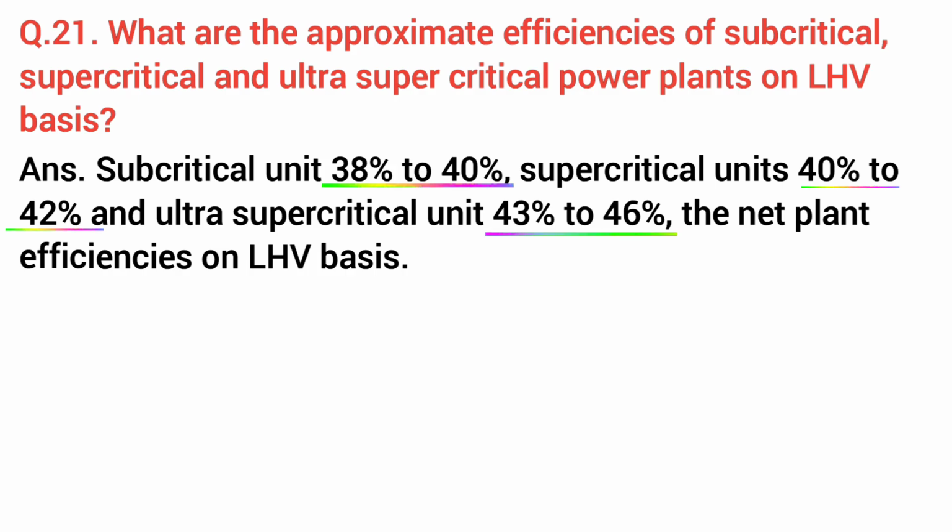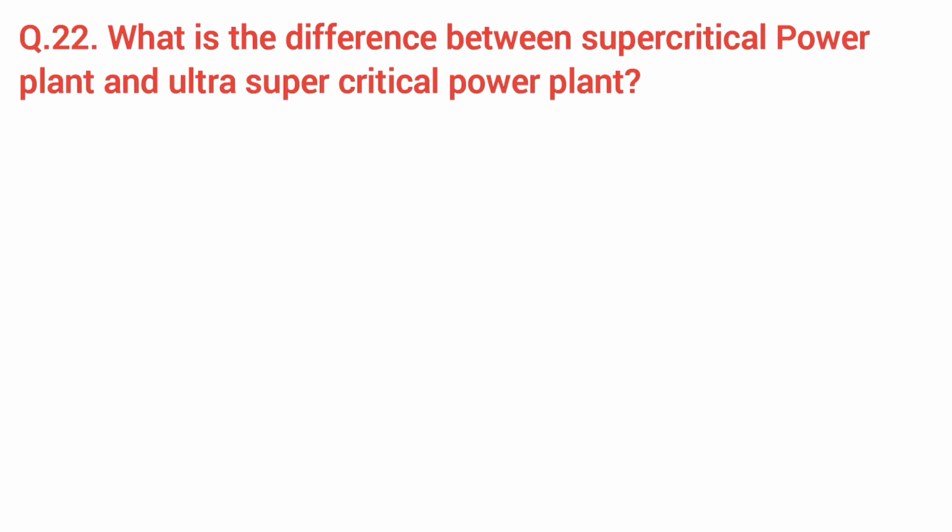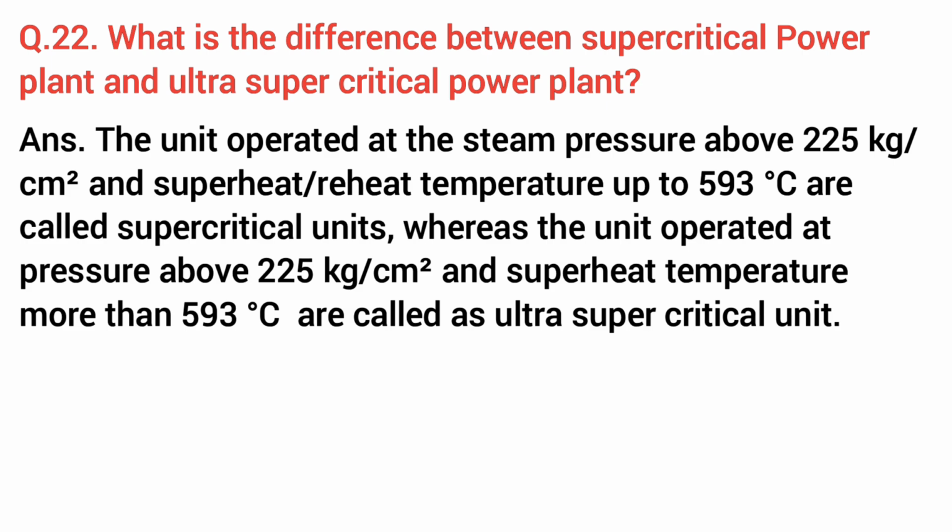What is the difference between supercritical power plant and ultra-supercritical power plant? The unit operated at the steam pressure of 225 kg per centimeter square and superheat and reheat temperature up to 593 degrees Celsius is called a supercritical unit, whereas the unit operated at pressure above 225 kg per centimeter square and superheat temperature more than 593 degrees Celsius is called an ultra-supercritical unit.